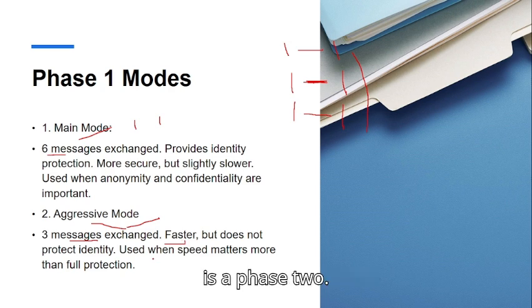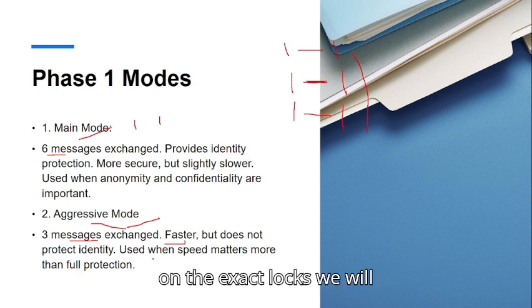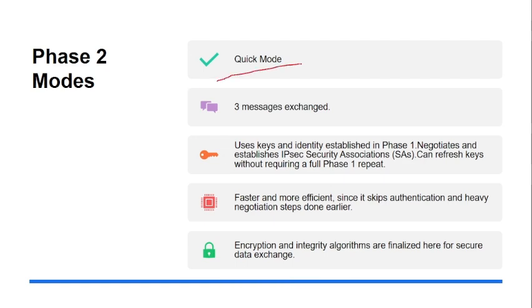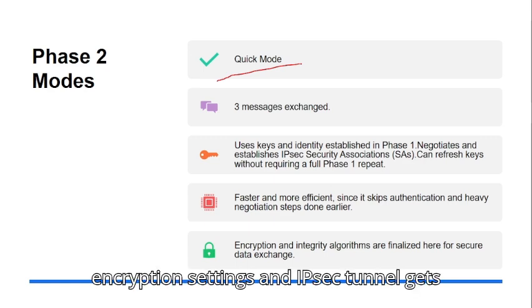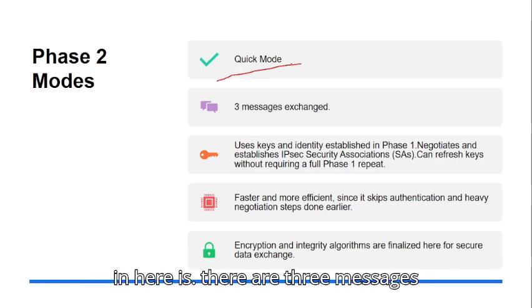Now there is phase two. It's like saying, okay, we trust each other, let's agree on the exact locks we will use on this tunnel. Once done, we start sending encrypted data through that IPsec tunnel. Phase two is called quick mode. This is where the actual encryption settings are set and the IPsec tunnel gets built. There are three messages exchanged.